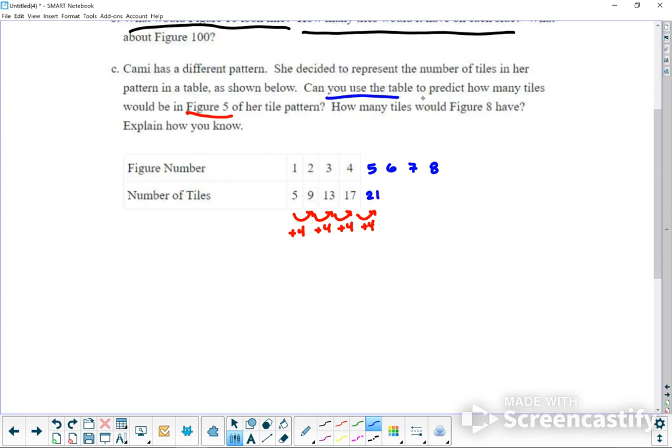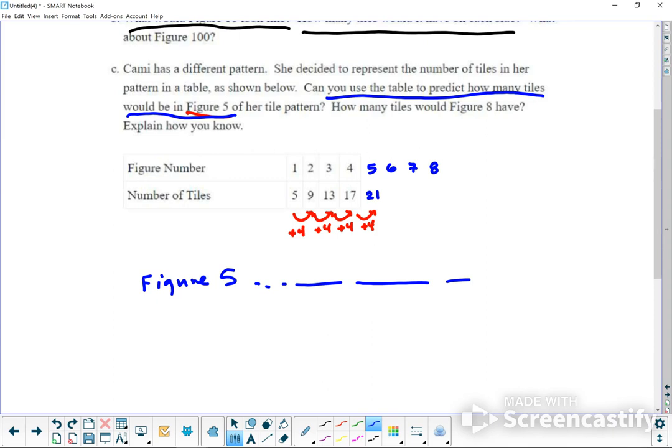Can you use the table to predict how many tiles will be in figure 5? So you can write down figure 5 would have, I'm not going to write it because I'm going to speak it. You can write it down. Figure 5 would have 21 tiles. And how many tiles will be in figure 8?